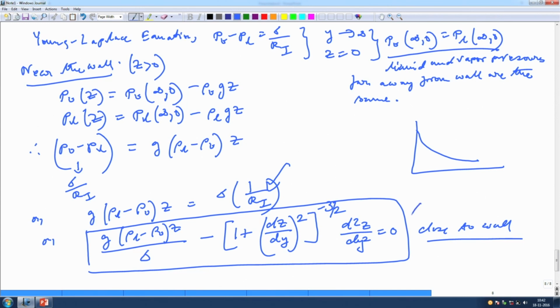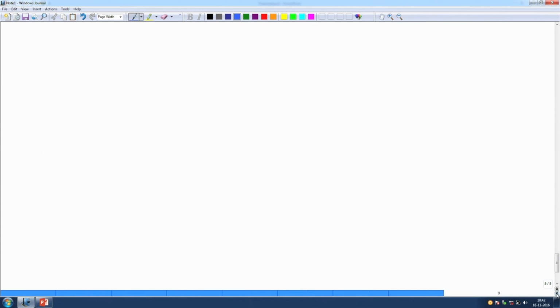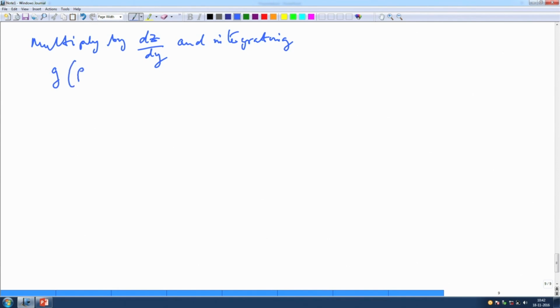Now we take this expression and try to see how we can get a simpler form. So we multiply this expression by dz by dy and integrate the same. What we get is g (rho L minus rho V) z square. You can work out the math individually. So, I would just show the expressions.